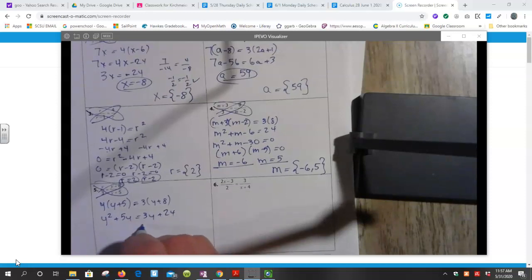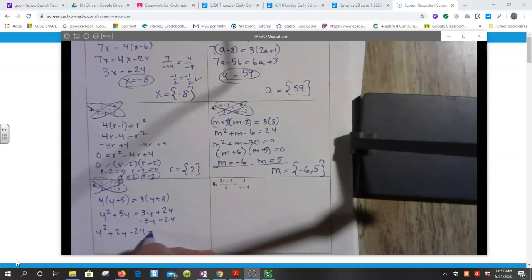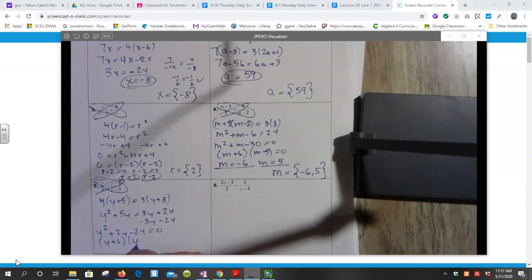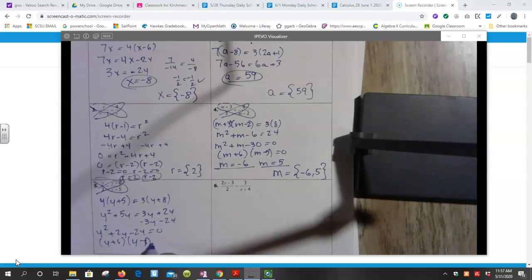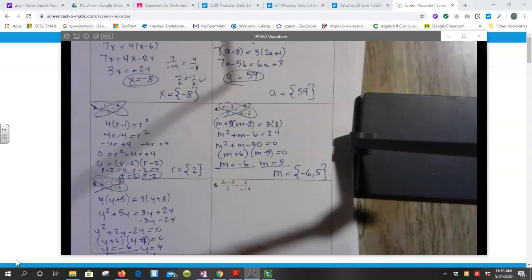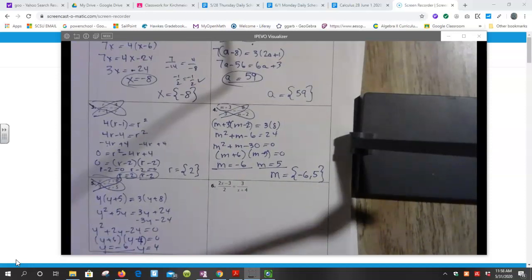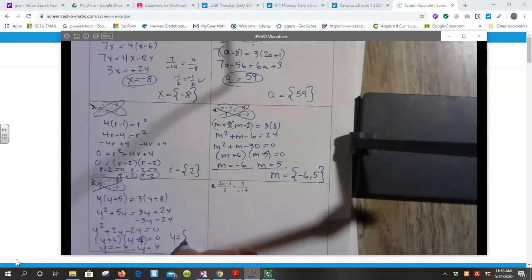So we subtract 3y, subtract 24 from both sides, we get y squared plus 2y minus 24 equals 0. So we got y plus 6 times y minus 4 equals 0. So we get y equals negative 6, y equals 4, and that's okay. It doesn't cause the denominator to equal 0 or have a vertical asymptote. So y is going to equal negative 6 and 4.